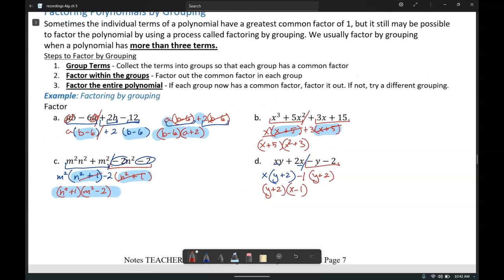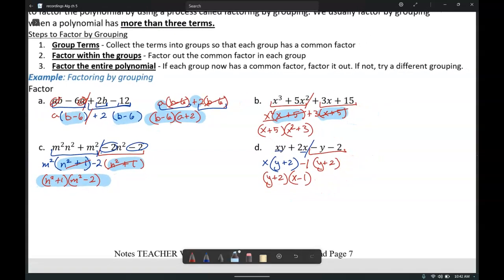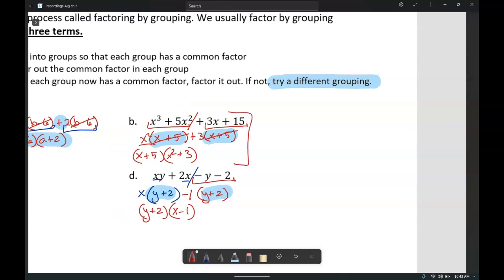If we can't find a factor pair that works and we can't get a matching binomial pair, then we have to try a different grouping. And so we can often rearrange our polynomial in a different manner that allows us to factor it. Let's take example B. I don't have to split it as I did here. I could rearrange the polynomial by switching the 3x and the 5x squared. And I can split my grouping this way.